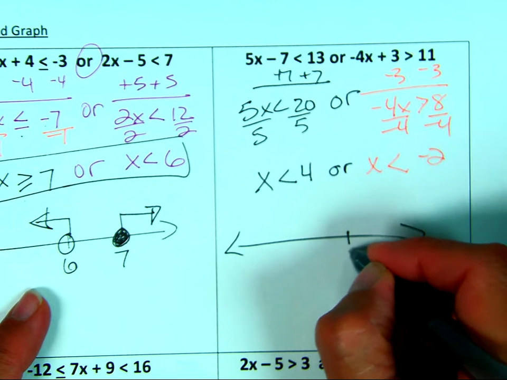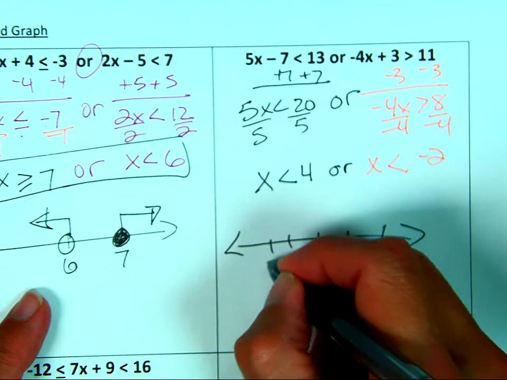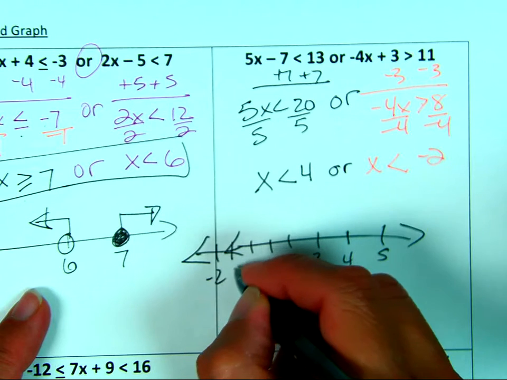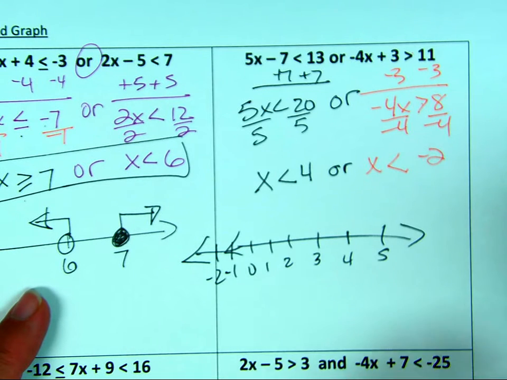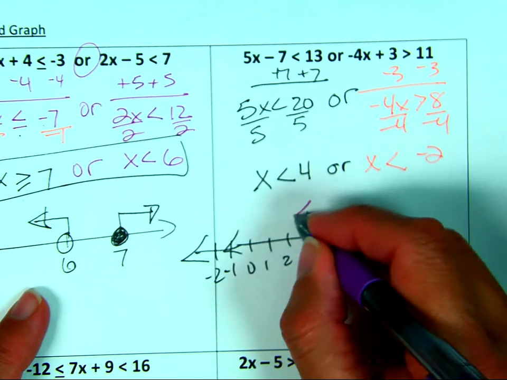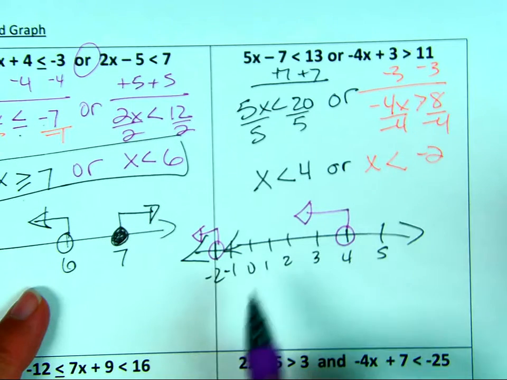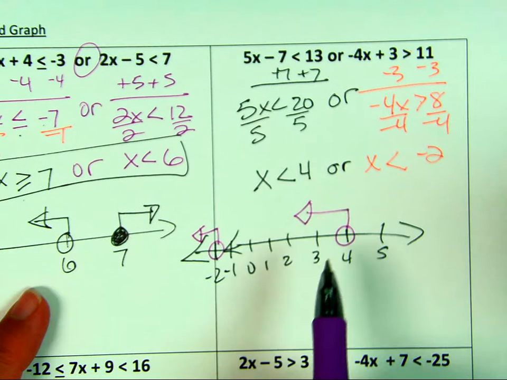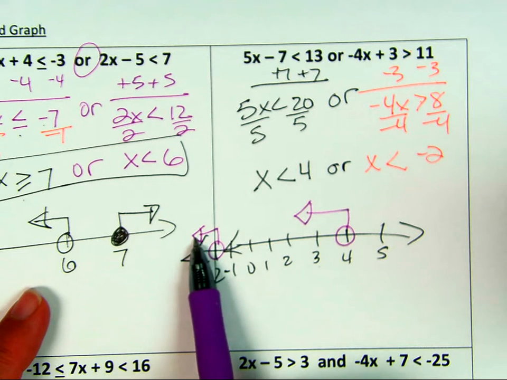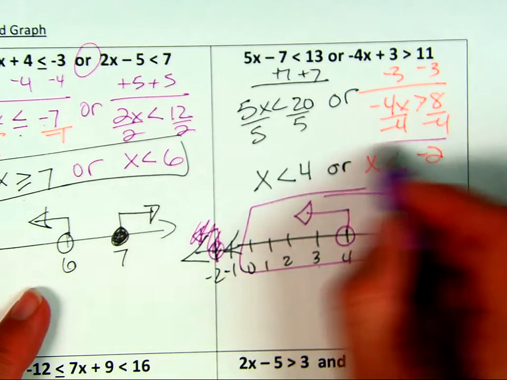So here's my number line, 5, 4, oh, I'm not going to have room. 3, 2, 1, 0. Negative 1, negative 2, sorry. I was not planning ahead. Okay, so I want you to notice what happens here. This one says less than 4. This one says less than negative 2. But remember, it's an either or. So this one already includes all of these. So I don't actually need this one. So this is the answer of the graph, and this is the solution.